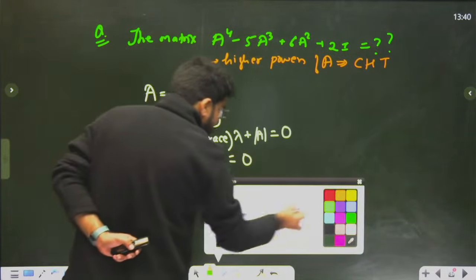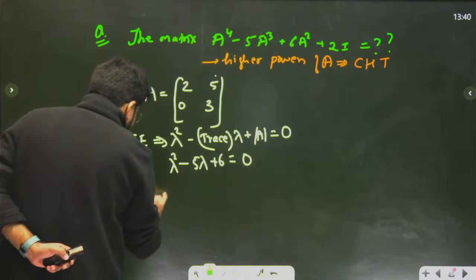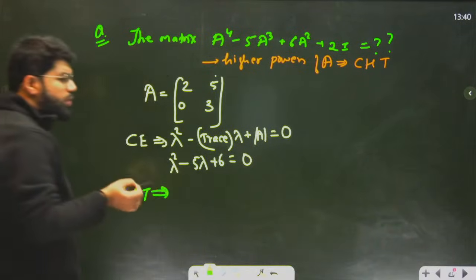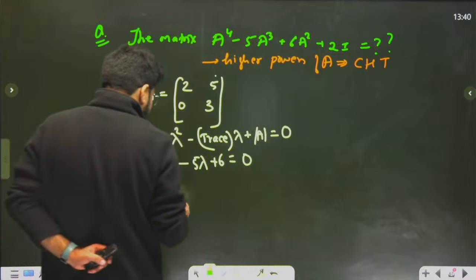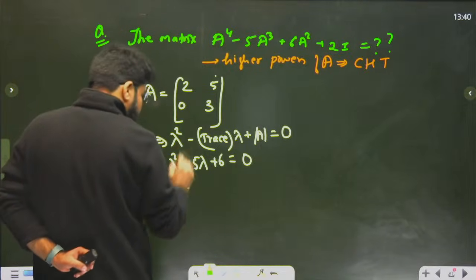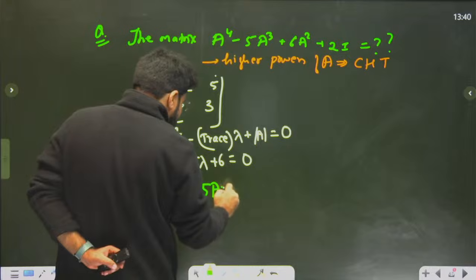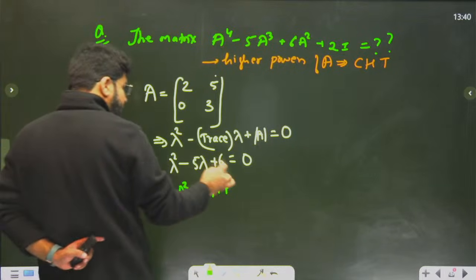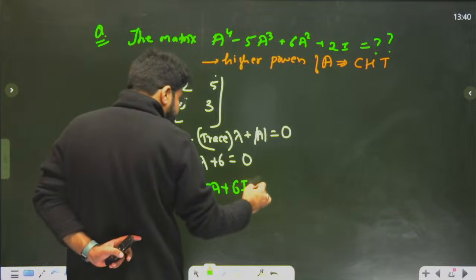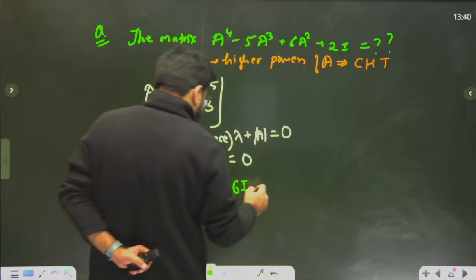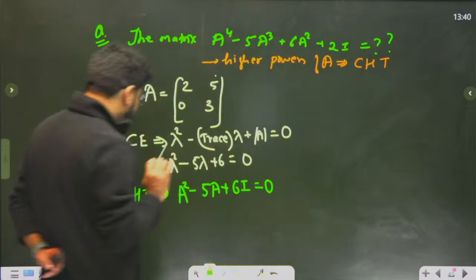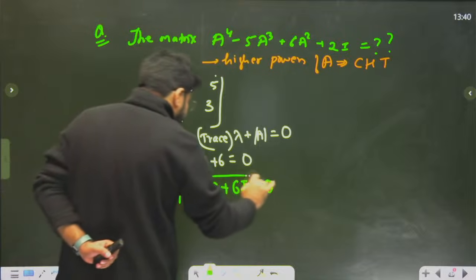Now, what does Cayley-Hamilton theorem say? Cayley-Hamilton theorem says that every square matrix will satisfy its equation. That means you can replace the lambda by A. Matrix A should satisfy this equation: A square minus 5A. Only thing is, when you are converting to matrix, you can't write 6, you should write 6I. With matrix only, A square minus 5A plus 6I equal to 0, correct? As per the Cayley-Hamilton theorem, this is the result.